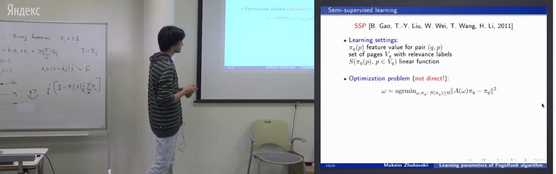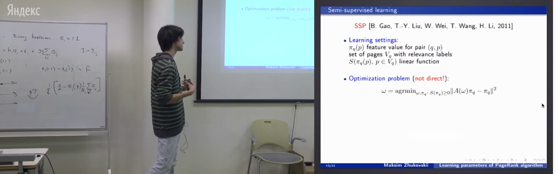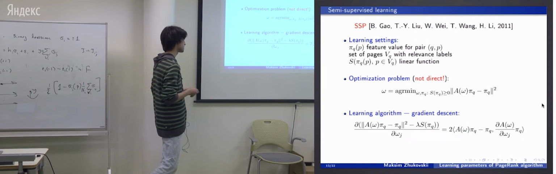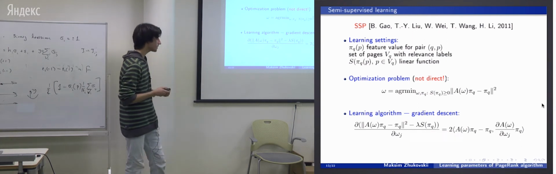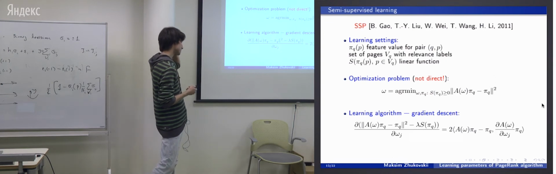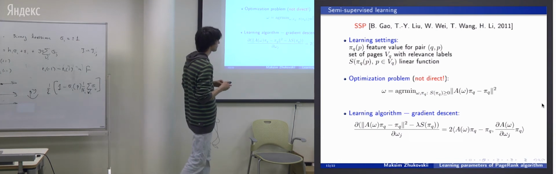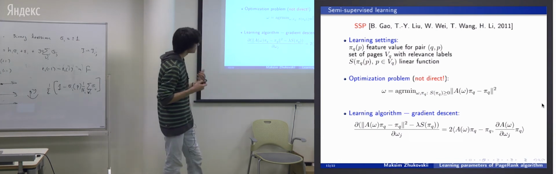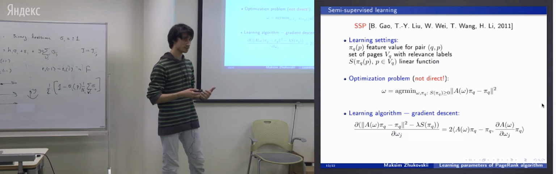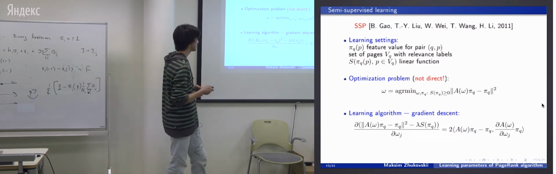And as you see, pi q are parameters of the algorithm, so they do not need to find derivatives of pi with respect to omega. And so they use gradient descent. So it's very simple to find the derivatives. And if we want to solve the direct optimization problem, we should find the derivatives of pi with respect to omega. And so we introduce this algorithm.